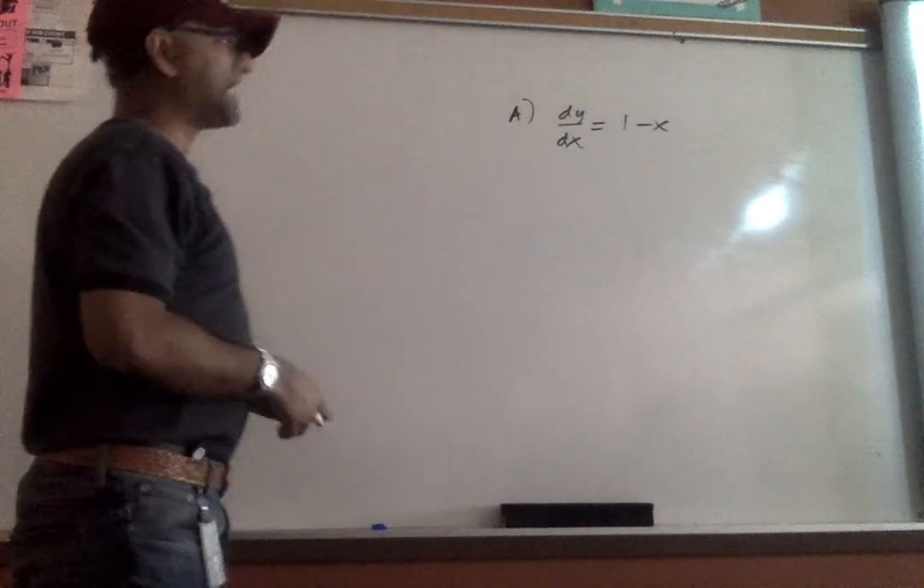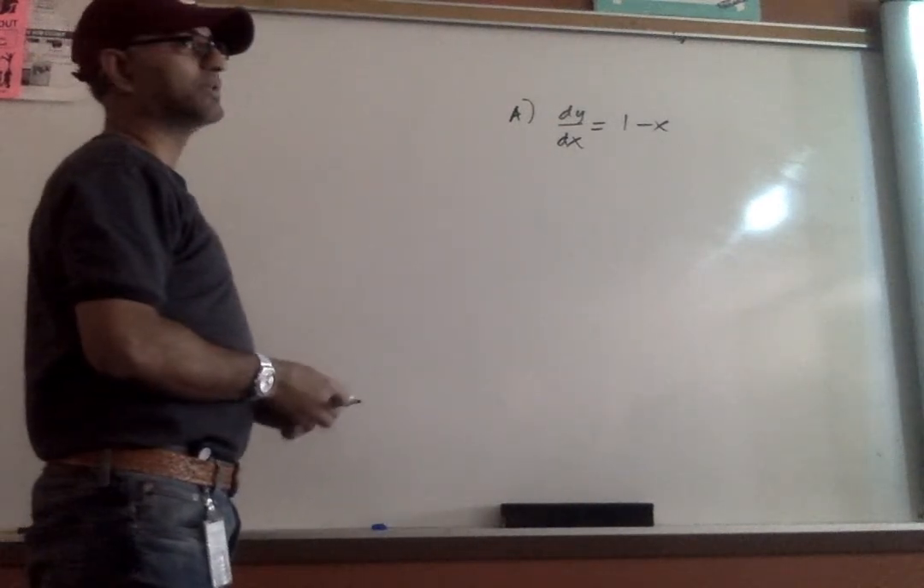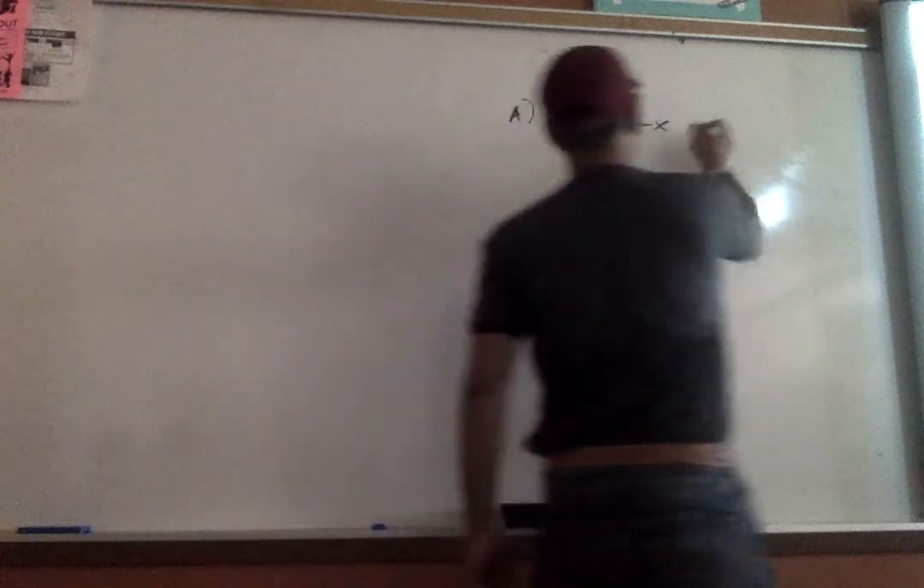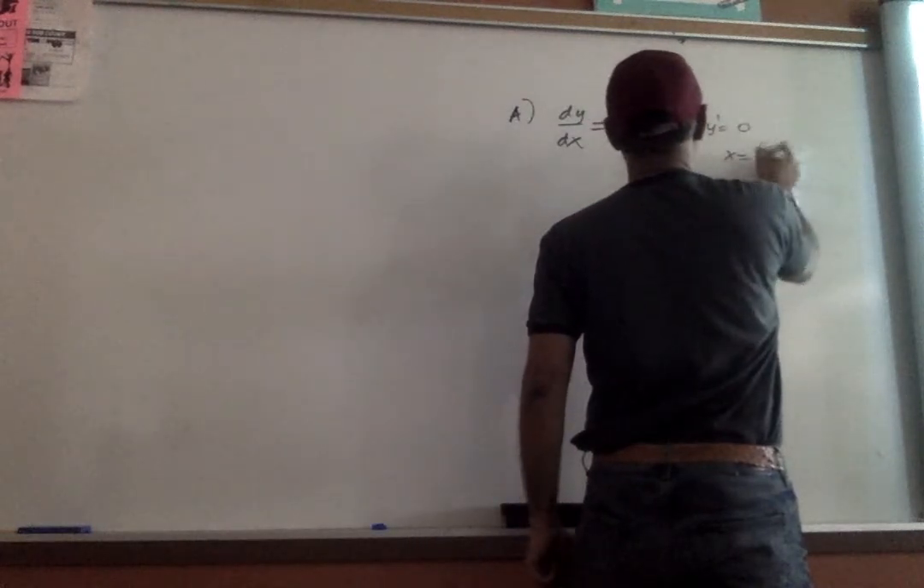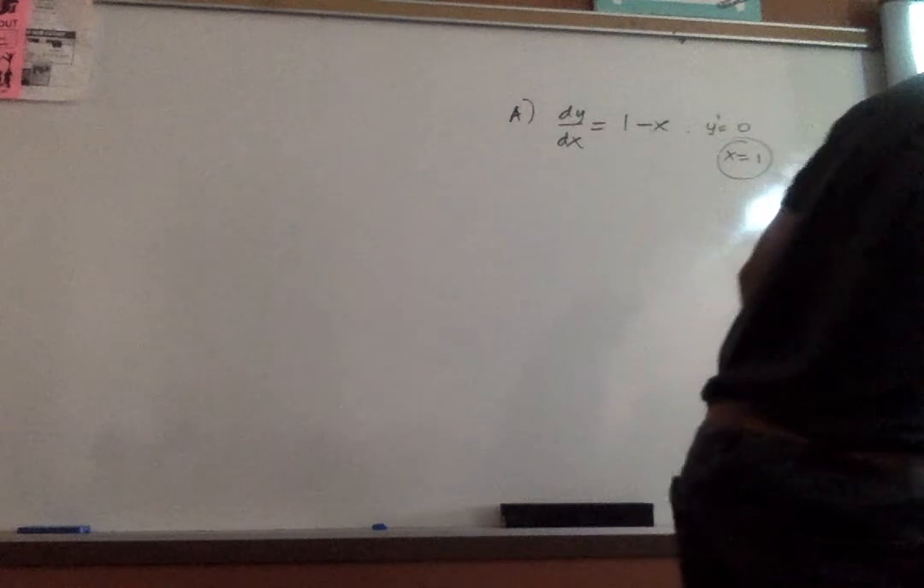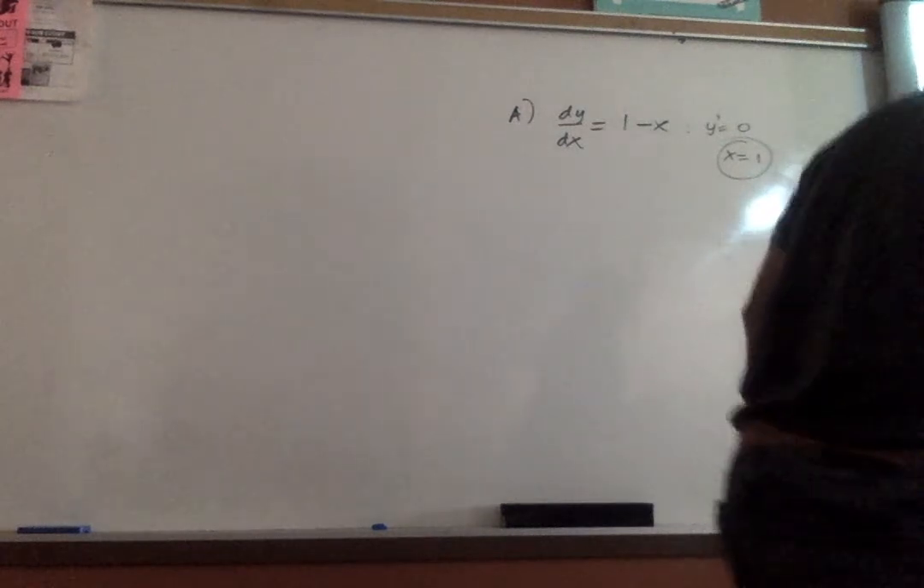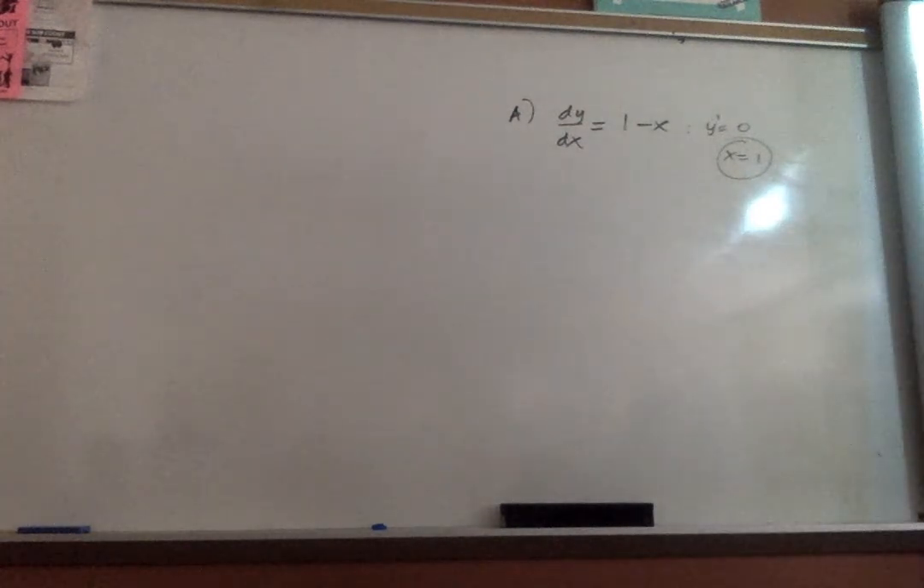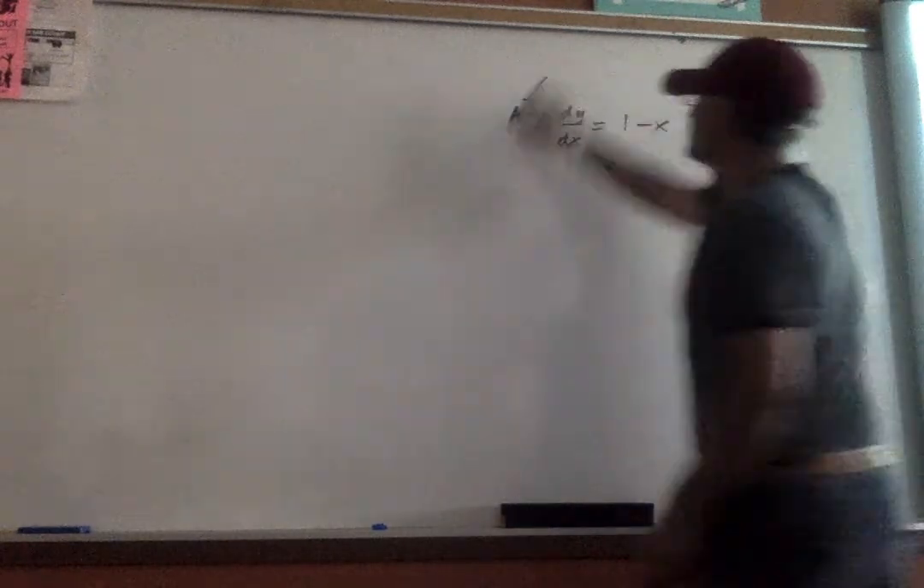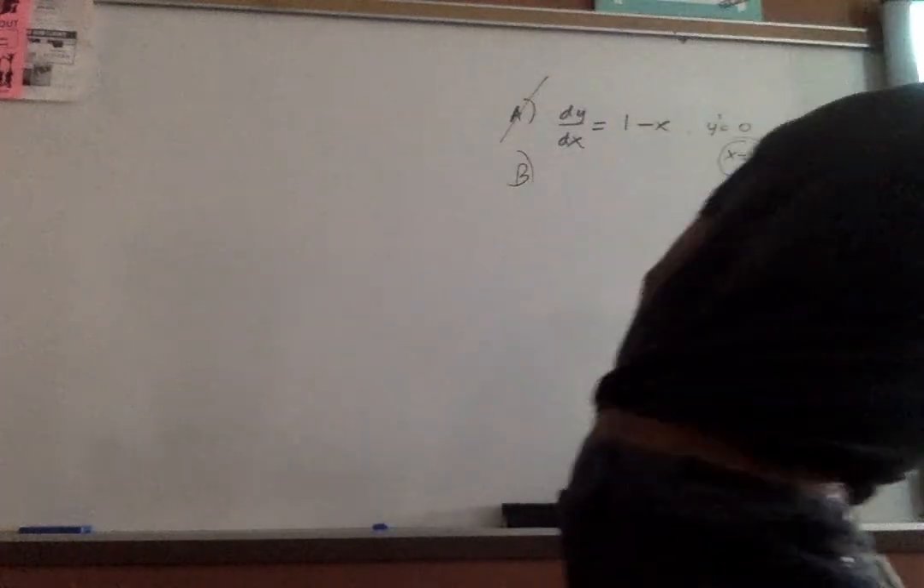So according to A, the slope will be 0 when x equals 1. So again, y dash is 0 when x equals 1. Let's see if that's true. Let's go to x equals 1. At x equals 1, is the slope flat? No, so that's out.